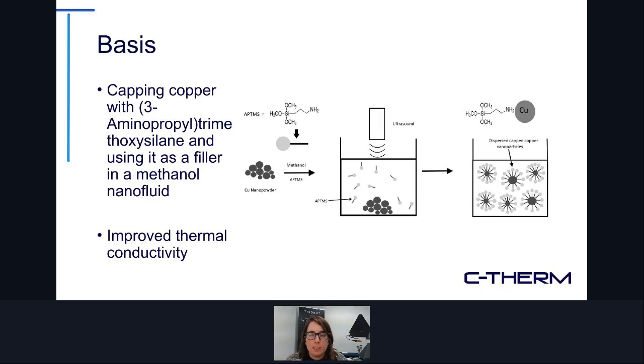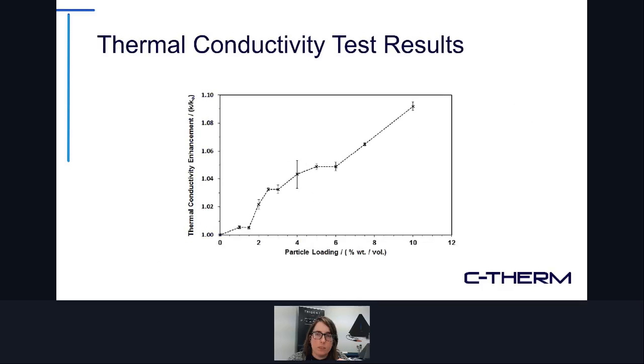So the capping was basically just to make it more lipophilic so that it would dissolve and suspend well in the methanol. The goal here was to achieve improved thermal conductivity without clumping and other issues that some nanofluids are prone to. In this case, you can see the effect of the thermal conductivity enhancement ratio versus the particle loading as a function of the volume percent of particle loading.